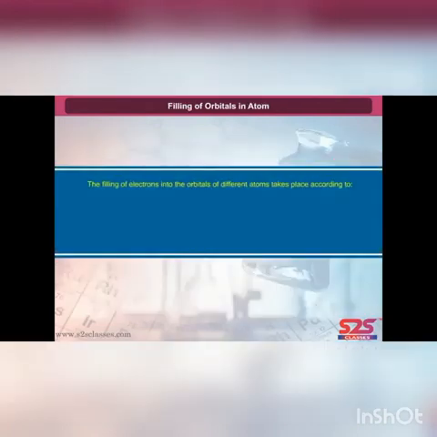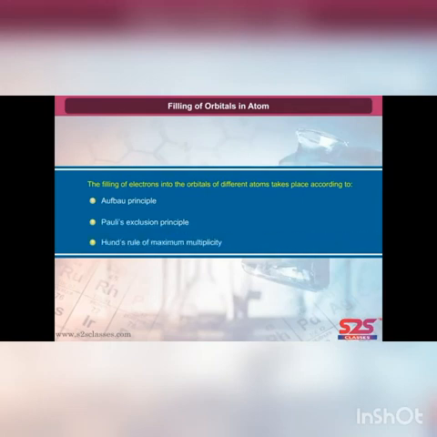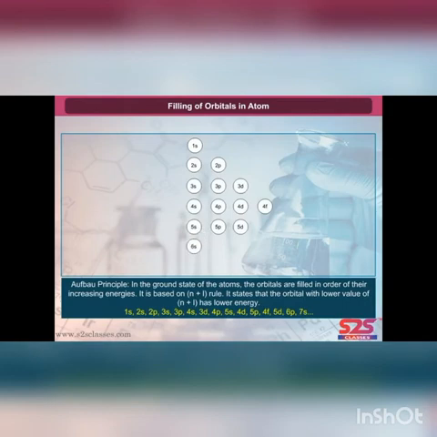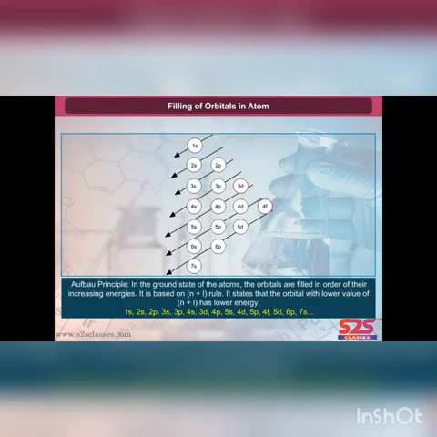Filling of orbitals in atom. The filling of electrons into the orbitals of different atoms takes place according to the Aufbau principle, Pauli's exclusion principle, and Hund's rule of maximum multiplicity. Aufbau principle. In the ground state of the atoms, the orbitals are filled in order of their increasing energies. The order in which the orbitals are filled is based on the n plus l rule. It states that the orbital with lower value of n plus l has lower energy.